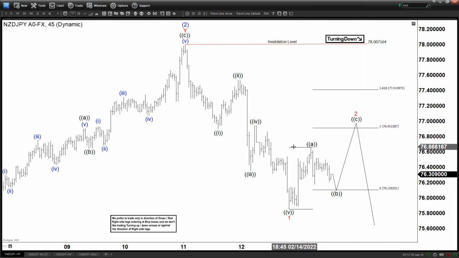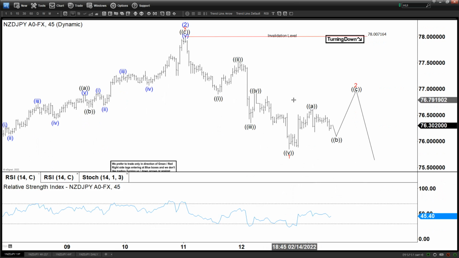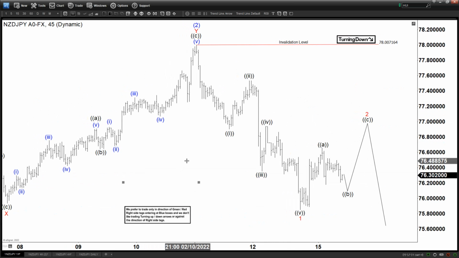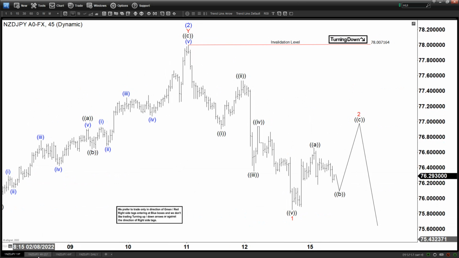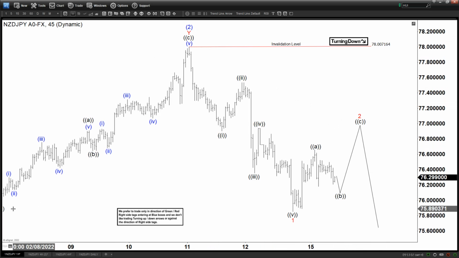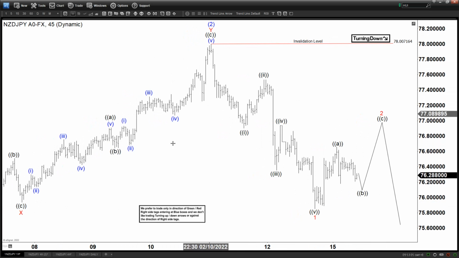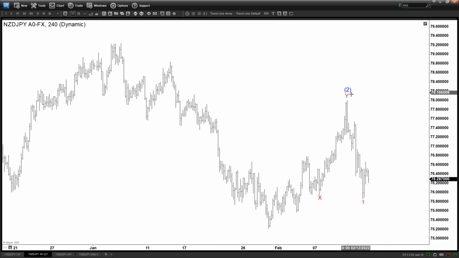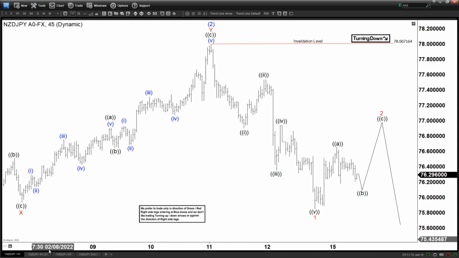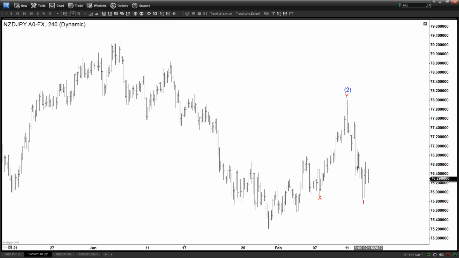Now let's take a look at the larger degree to get an idea of the New Zealand dollar yen. In the 4-hour chart, I will label this 2 in blue, Y in red, and here X in red. This is Y in blue, Y in red, 2 in blue, and this is X in red, as we can see in the 45 minutes, and this is 1. So based on this, we could conclude this has to be your W in red, and then this has to be 1 in blue, which is your starting point.